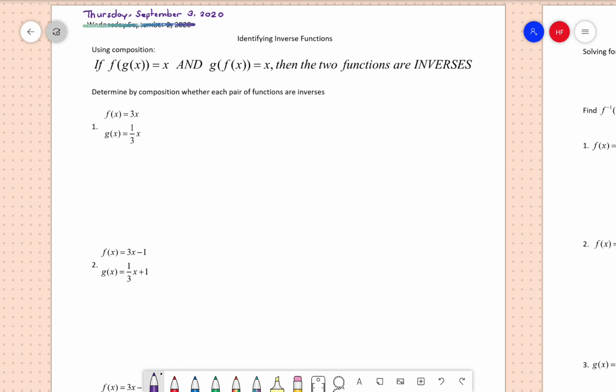So we're going to determine by composition whether each of these pairs are inverses. For this first one, I need to find f of g of x. That means I'm going to plug g of x into f. For my f function, I have 3x, so I'm going to write 3, then instead of writing an x, I'm going to write the function g of x, which is 1/3 of x.